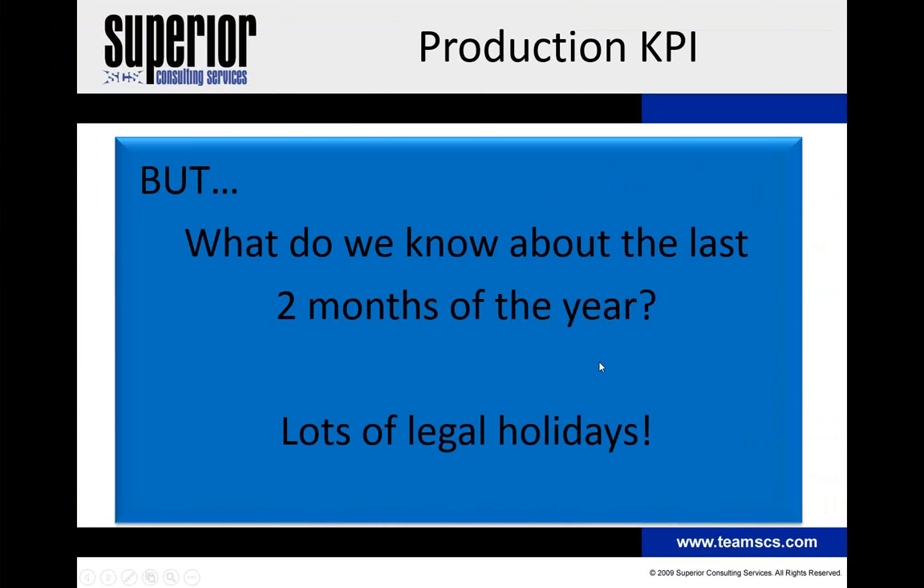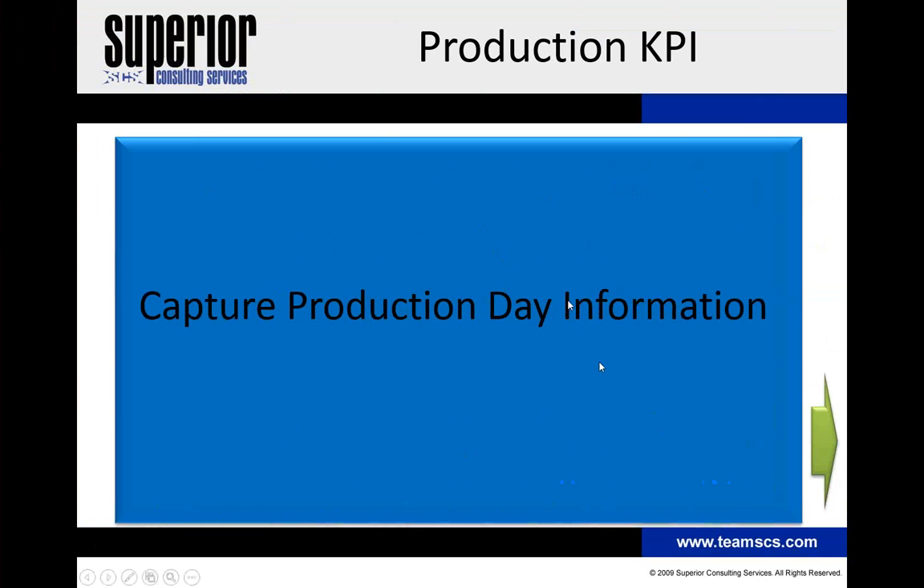There are lots of legal holidays, and I guess especially those last 2 months. We've got Thanksgiving, we've got holiday break, and in addition, our manufacturing plant shuts down from December 24th through December 31st. So that's a long amount of downtime. How is that going to affect our production that we're going to project for the rest of the year?